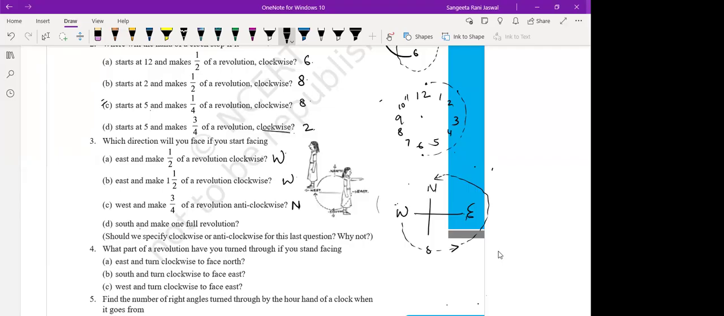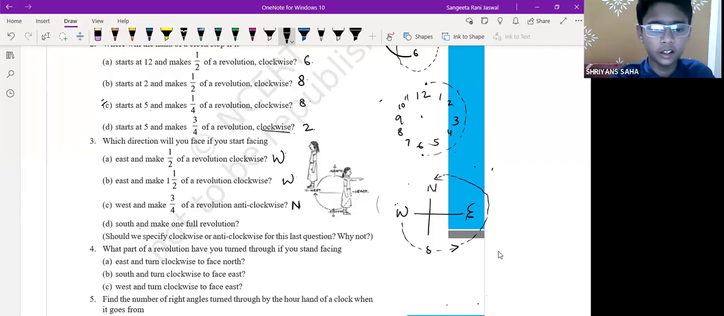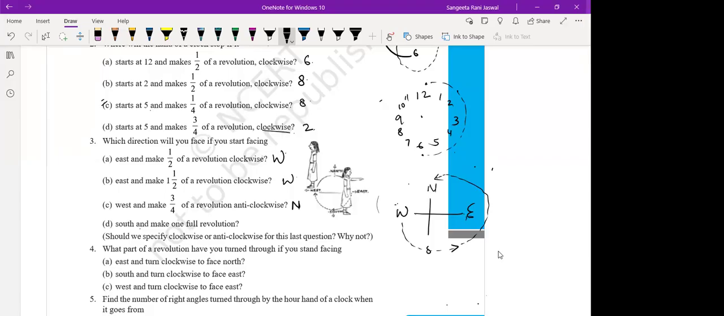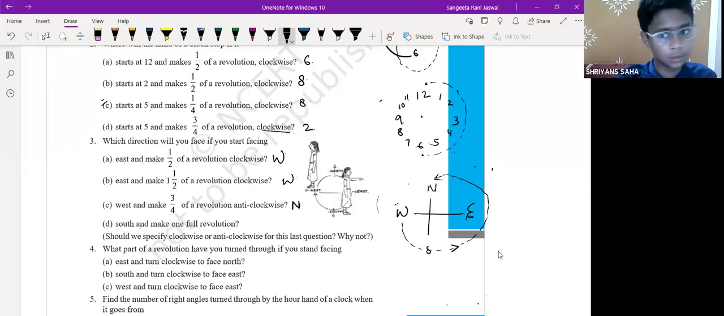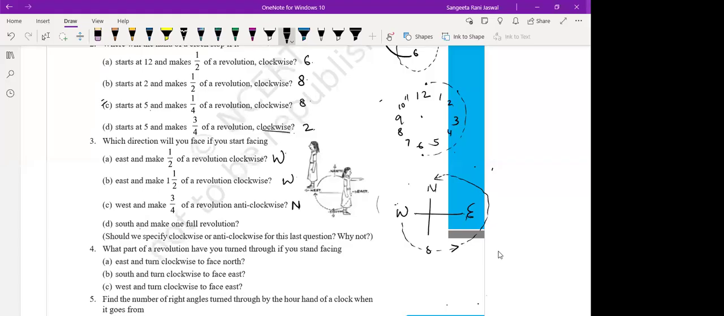Now south and make one full revolution. You are facing towards the south and you make a full revolution. Where will you reach now? Ma'am, it doesn't matter. Absolutely, yes. So one full revolution means you will reach the same point. And it does not matter whether you are moving clockwise or anti-clockwise. Okay, good.